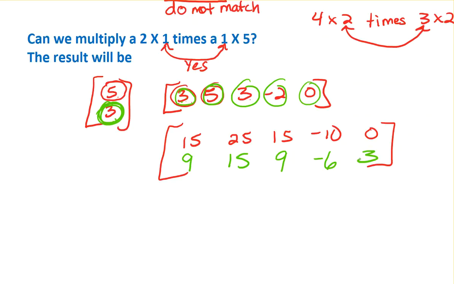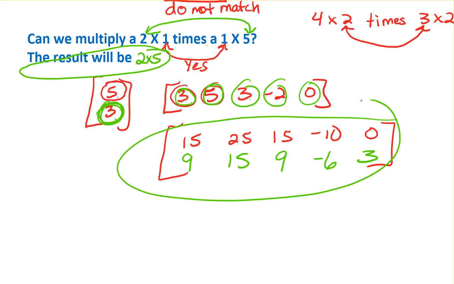fifth column. So yes, we took a 2 by 1 times a 1 by 5, and our result turns out to be a 2 by 5. The result will be a 2 by 5, and right there it is, already done for us.